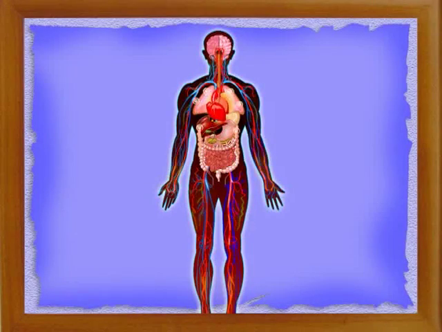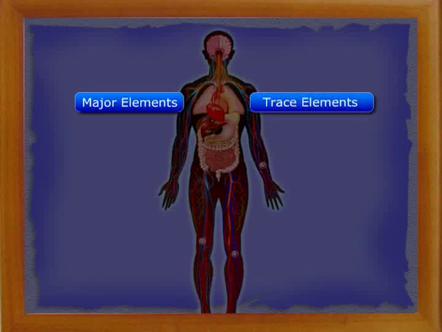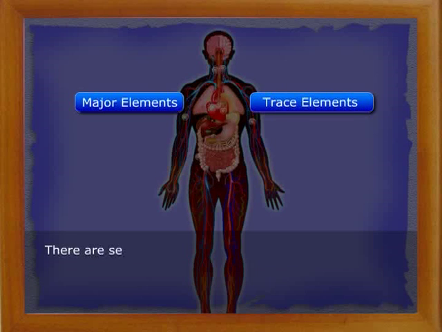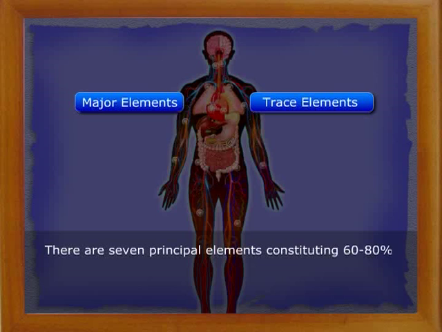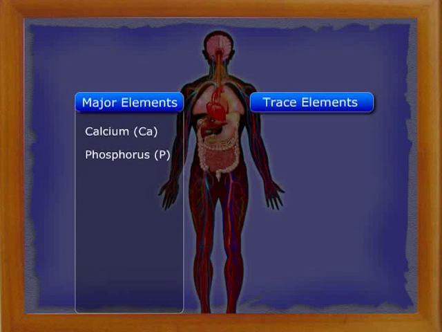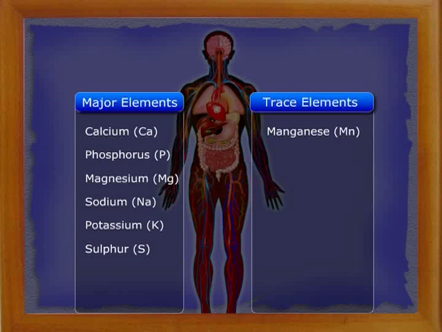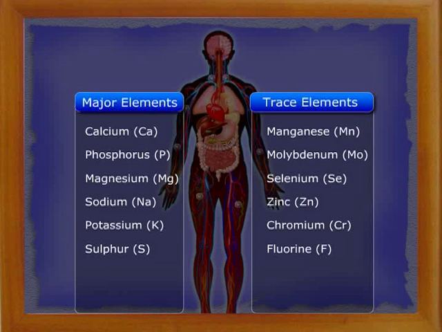Based on the amounts of minerals present in the body, minerals are broadly classified into major or principal elements and trace elements. There are 7 principal elements constituting 60 to 80% of the body's inorganic material. These are calcium, phosphorus, magnesium, sodium, potassium and sulfur. The trace elements include manganese, molybdenum, selenium, zinc, chromium, fluorine, iron, copper, etc.